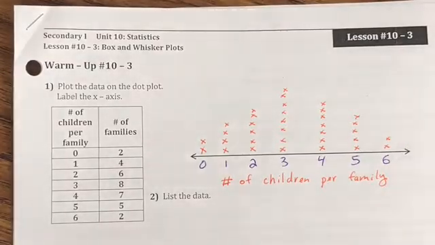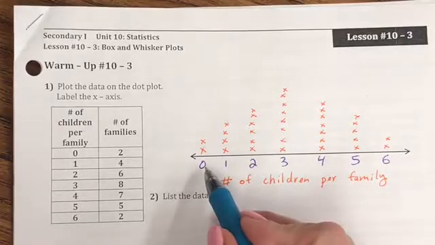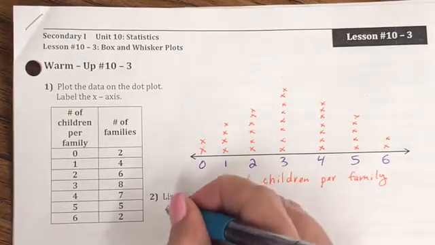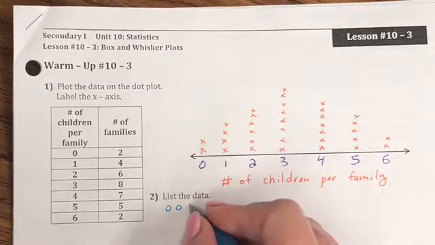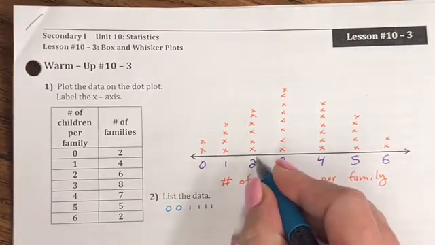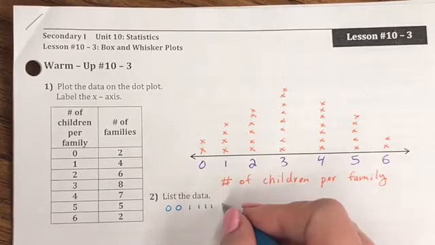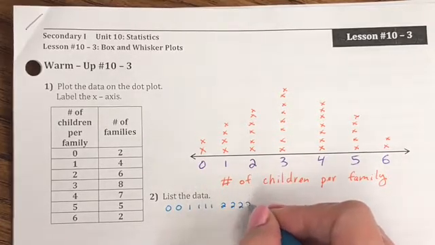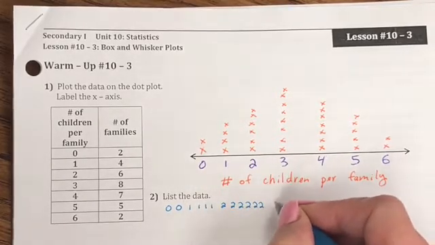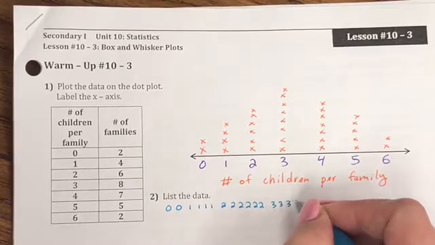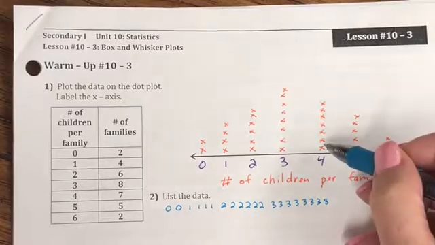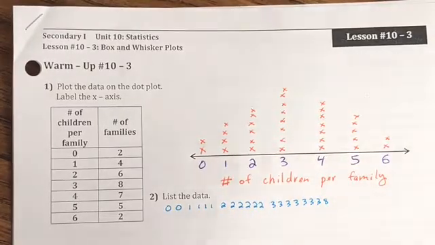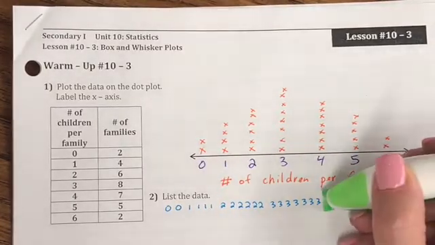Now we want to list this data. So what we're going to do is we're going to list how many families had 0 children. So there's 2 of them, so we're going to put 2 zeros down. Then there were 4 families that had 1 child each. There are 6 that had 2. Seven that had 4. Oops, I put an 8 instead of a 3 there for the last one.